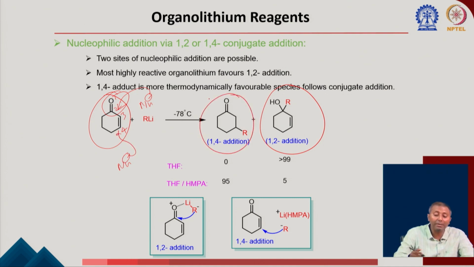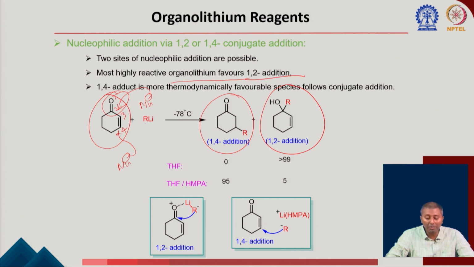So what is happening? Most highly reactive organolithiums favor the 1,2 addition. That means if the organolithium is very reactive, like methyllithium or butyllithium, and you add it here, it is going to go for the 1,2 addition as the major product.